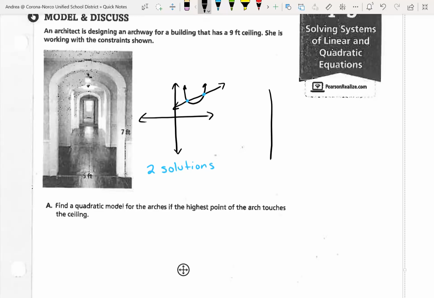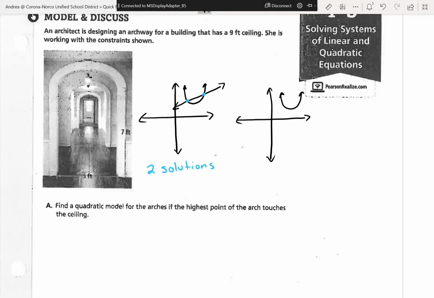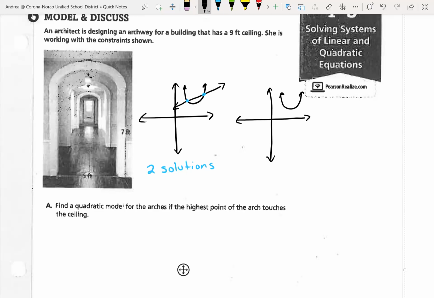Okay, you can have a parabola that kind of looks like this, and a line that intersects like this, in just one spot. They intersect in just one spot. So one solution.